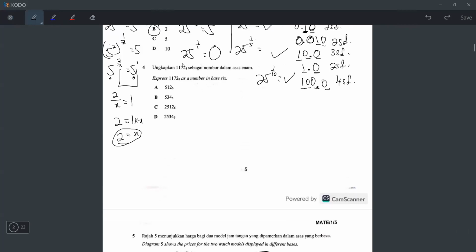You have to know how to convert the base. So we have 1172 base 8. If you want to convert to base 6, there's no shortcut. You have to convert to base 10 first. So you have to convert to base 10 first, and then only you can convert to base 6.